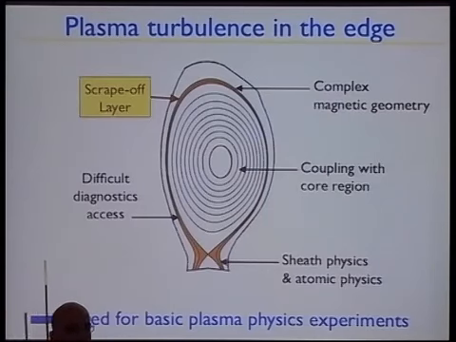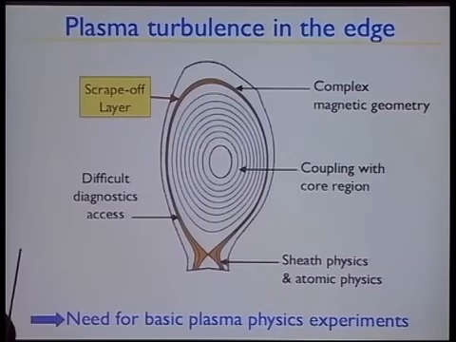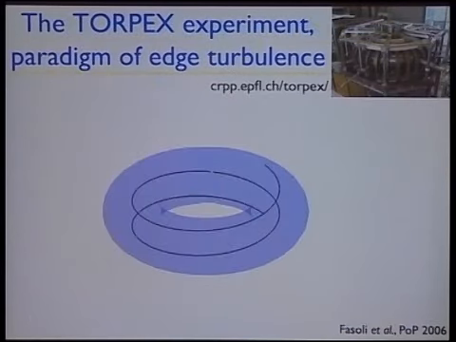One cannot stick a probe into it, it's still too hot. So there is for sure the need of a basic plasma physics experiment that can help us uncover the physics of this region. This is why the TORPEX experiment has been built as a paradigm of turbulence in the edge. So TORPEX is a relatively simple configuration. It's called a simple magnetized torus.